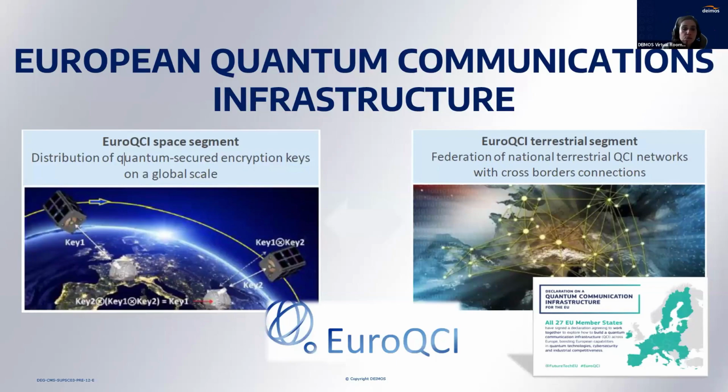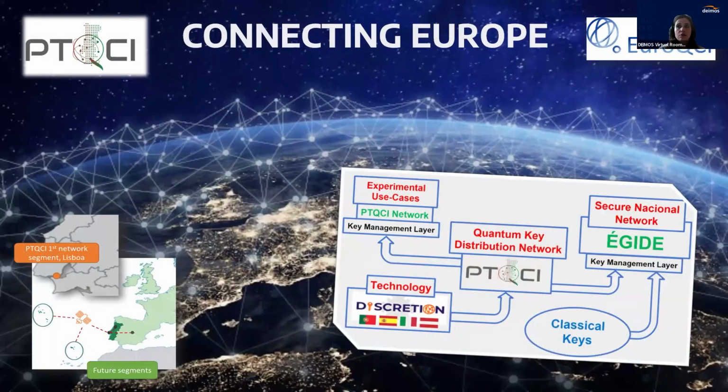So this big project, EuroQCI, has two segments: an integrated satellite and terrestrial system that will span all over Europe for ultra-secure exchange of cryptographic keys. The projects are running now, and in Portugal, we have also been working on the first segment of the Portuguese quantum communications infrastructure, using some of the technology developed in this project. And of course, we will tackle other use cases, more dedicated to governments and civil sectors.